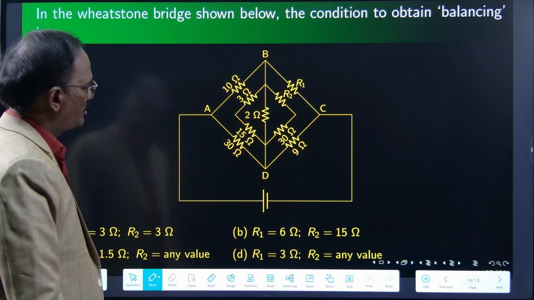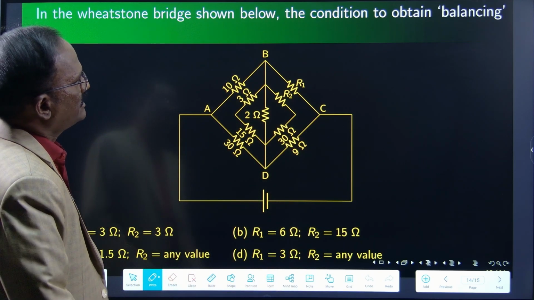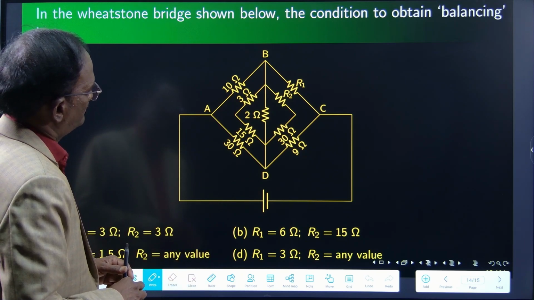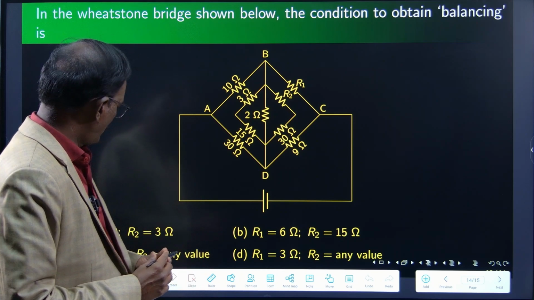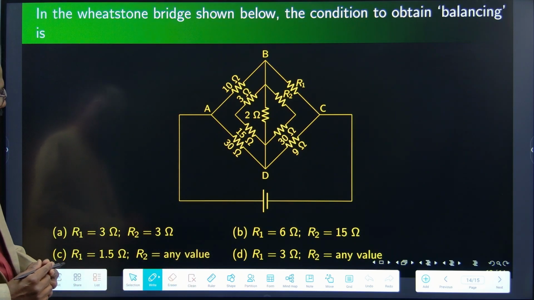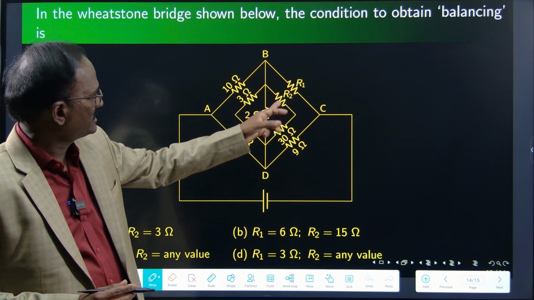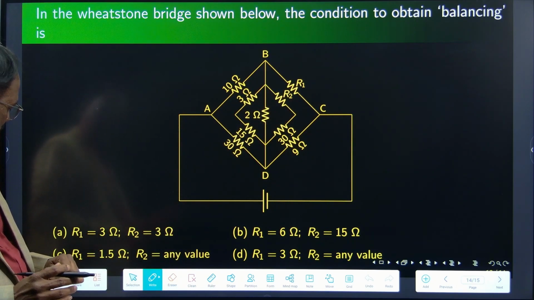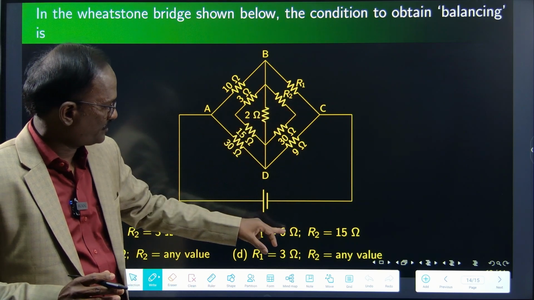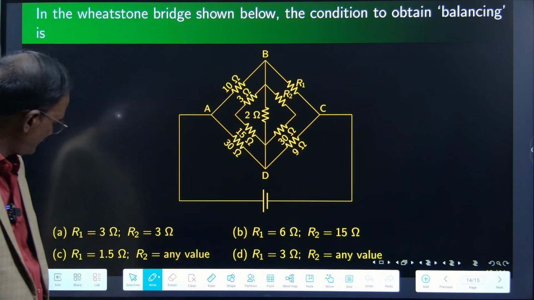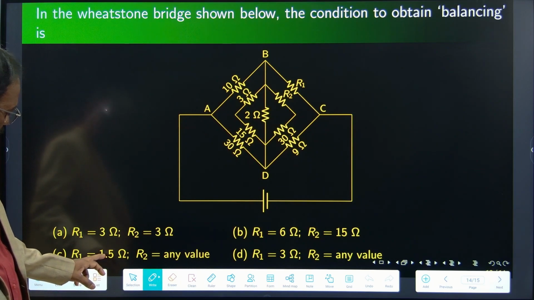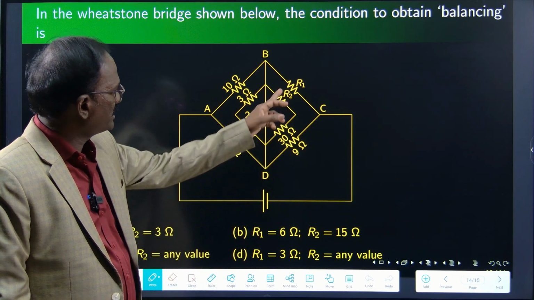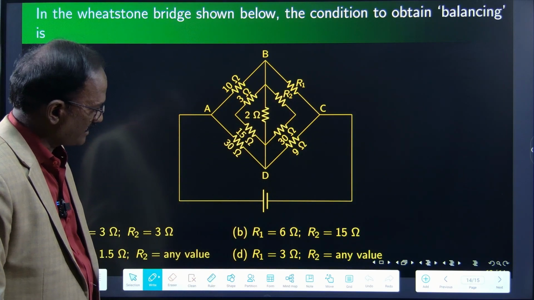In the Wheatstone bridge shown below, what is the condition to obtain balancing? Here R1 is equal to 3 ohms and R2 is equal to 3 ohms. So two unknown resistors are there, R1 and R2. When it is balanced, option B: R1 is 6 ohms and R2 is 15 ohms. Third one: R1 is equal to 1.5 ohms and R2 is equal to any value. R1 is equal to 3 ohms and R2 is equal to any value, right?